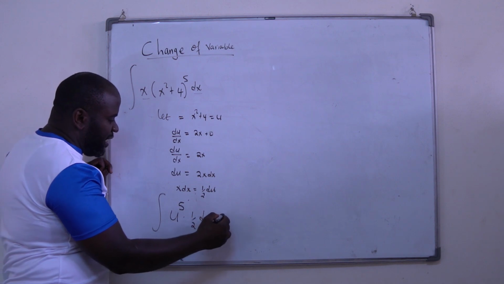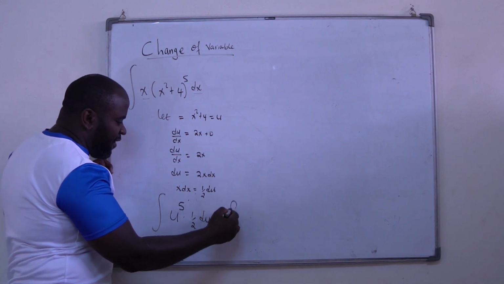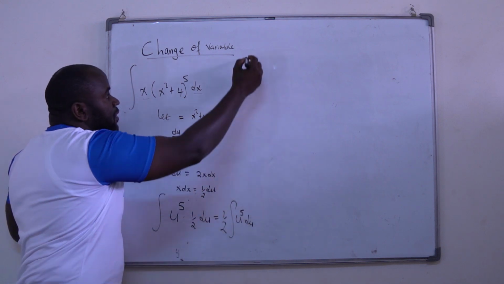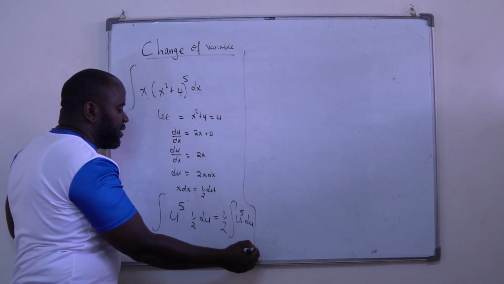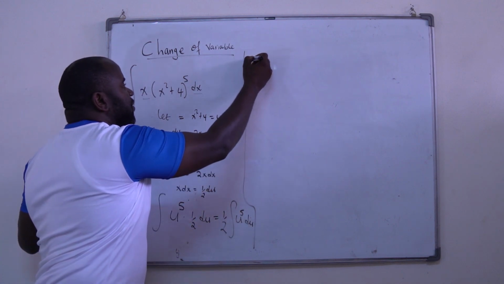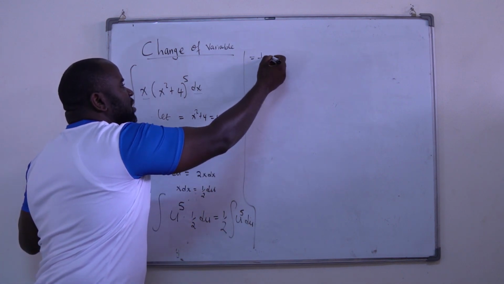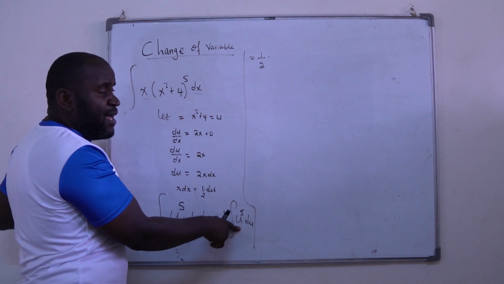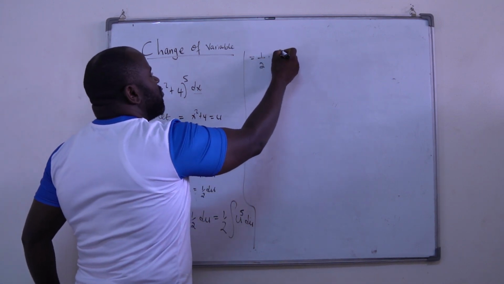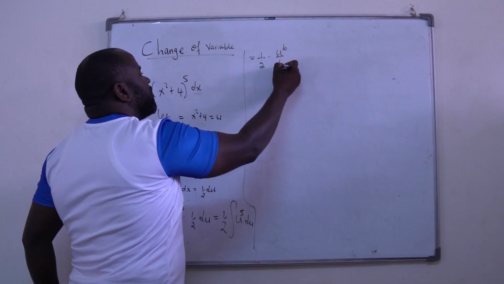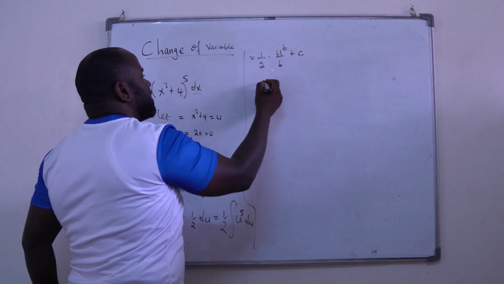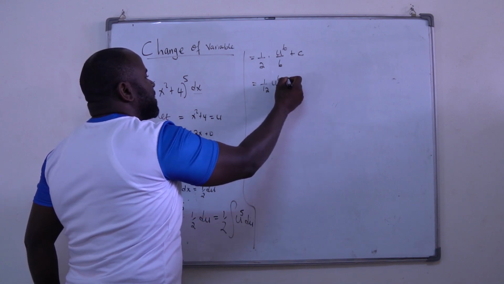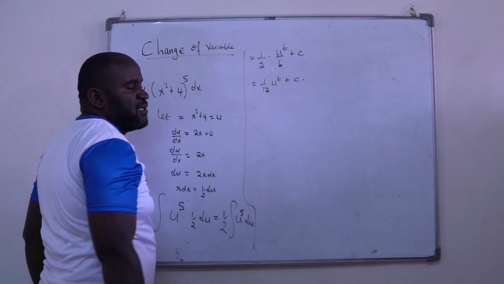So it is now easily integrable if I say it's a half integral of u power 5 du. And from this result, you will see that the integral of that is going to be 1 over 2 times the integral of u power 5. You increase the power by 1, which will give us u power 6 out of 6 plus a constant. Therefore, this will be 1 out of 12 of u power 6 plus a constant.